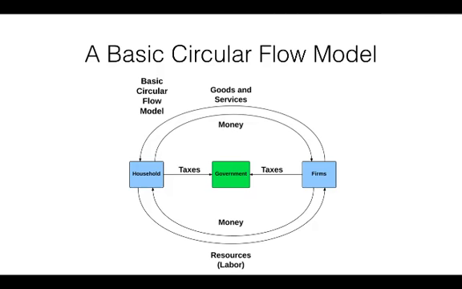But the circular flow model basically explains how households get the things they want and how households earn the money that they want. And it also explains how firms get the resources and how firms produce the goods and services.